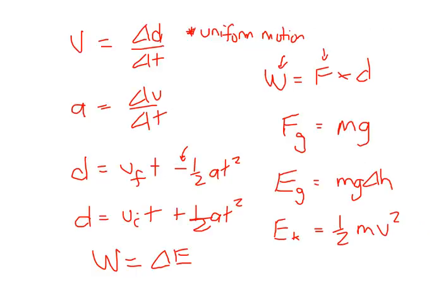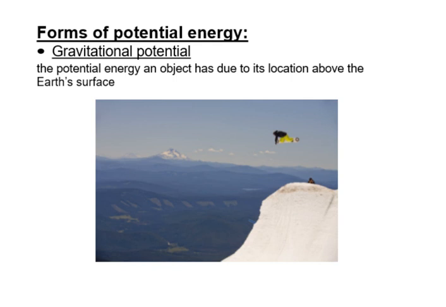Okay. Let me give you an example of a form of potential energy. Gravitational. Let's say that this snowboarder right here has just finished doing a half pipe, and he's gone all the way up like this, and he's come all the way up to here, and he's at the peak of his jump, and he's about to start going back down again.